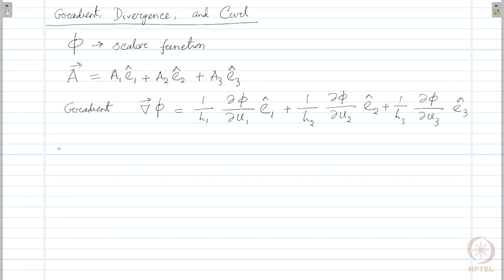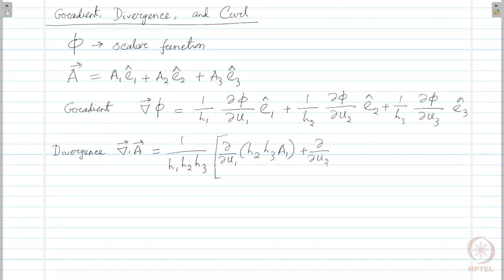For divergence of the vector function A, we will have 1 over h1 h2 h3 times ∂/∂u1 of h2 h3 A1 plus ∂/∂u2 of h3 h1 A2 plus ∂/∂u3 of h1 h2 A3.